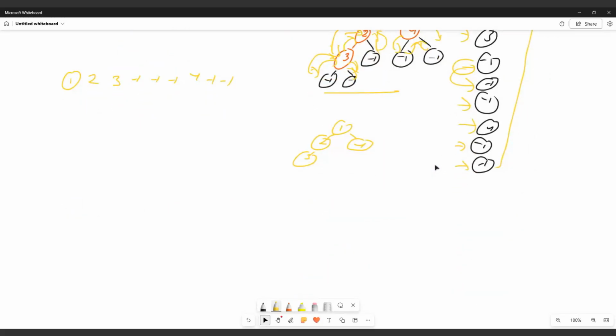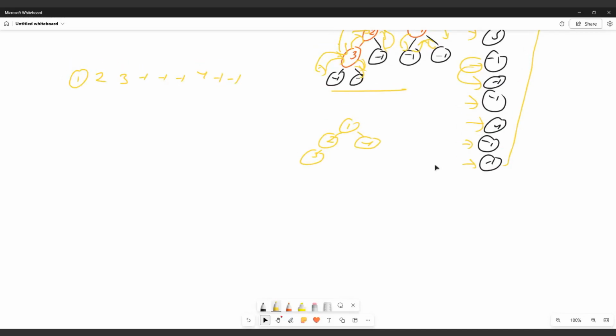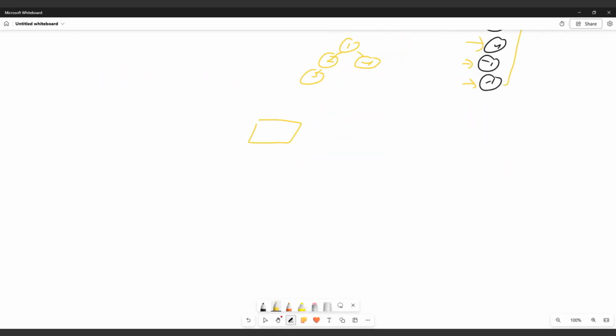So class, before moving ahead, what I am assuming is that each node is something like this. It has a pointer which is pointing to the left subtree. It has a pointer which is also pointing to the right subtree, and there is one space in which we are storing the data. So my each node is something like this: there is a data, there is a left pointer, and there is a right pointer. Class, is it clear or not? My each node looks like this.